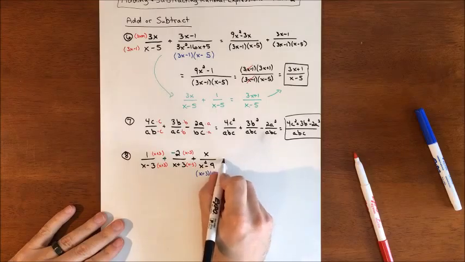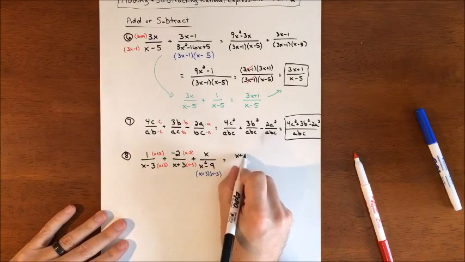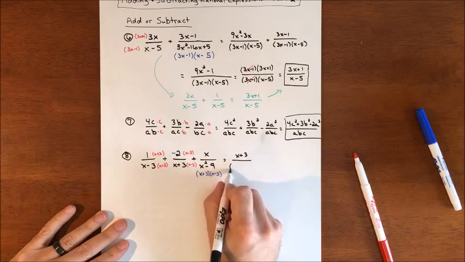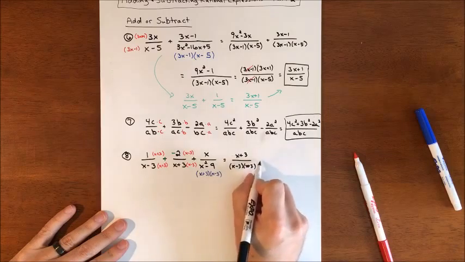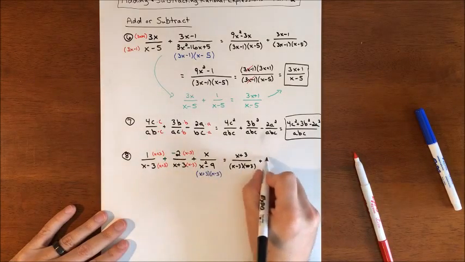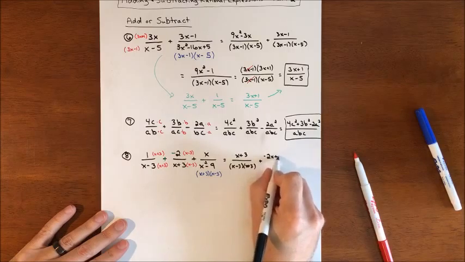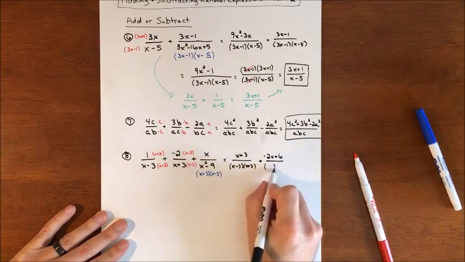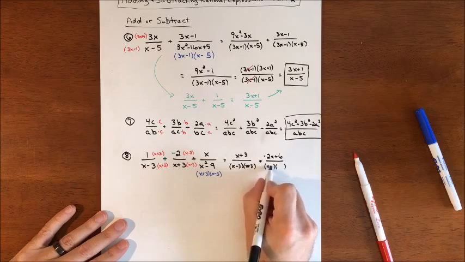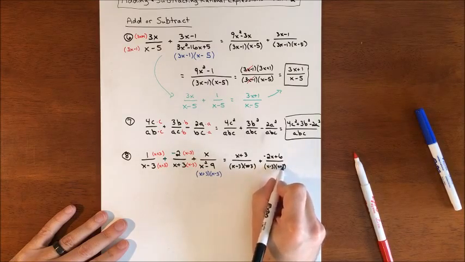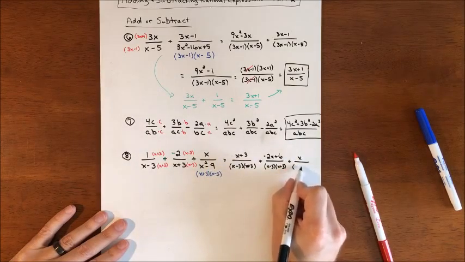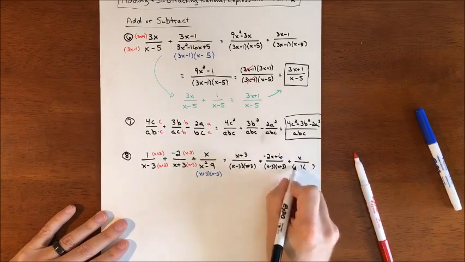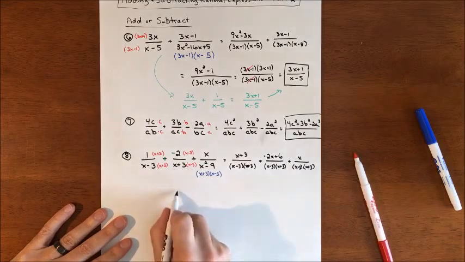So that's going to give me an x plus 3 over our common denominator of x minus 3, x plus 3, and then plus, I have a negative 2 distributed to both, so a negative 2x plus 6 over our common factors, x minus 3, x plus 3, plus nothing distributed to that, so just x over our common denominator, x minus 3, x plus 3.